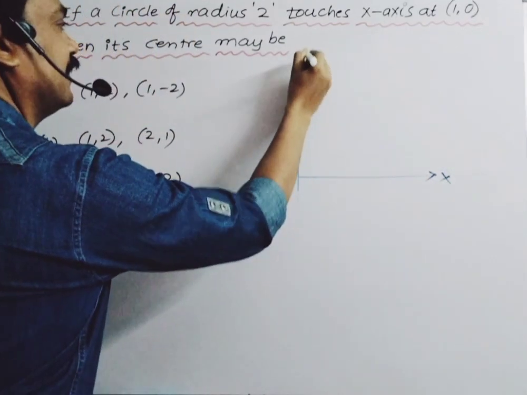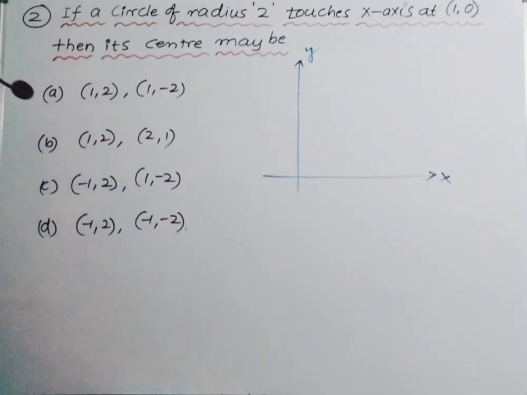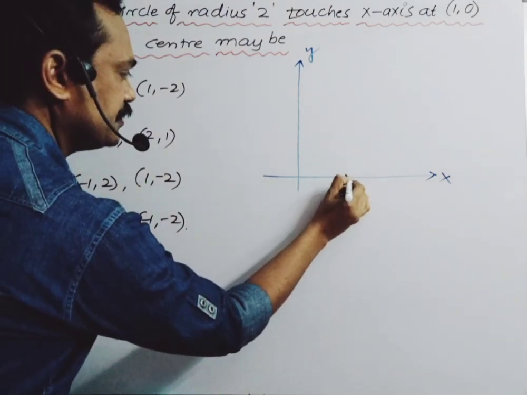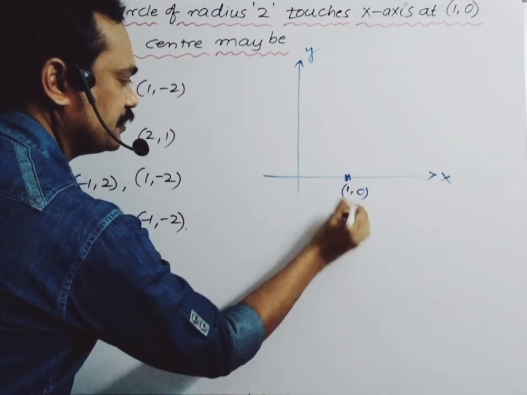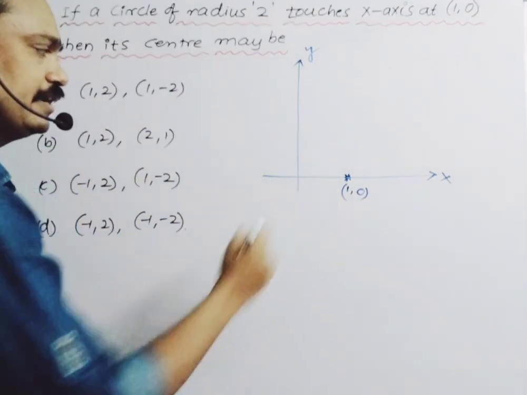Take the x-axis and y-axis. Now observe, let us suppose this is the point (1, 0) units.